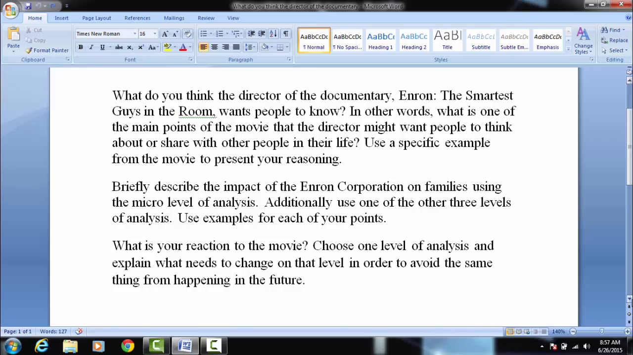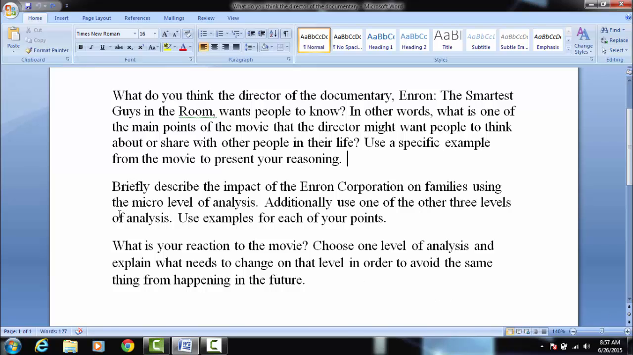For the first part of this prompt, we want to jot down notes below. First, it's asking one of the main points the director wants people to know, not what a documentary is about. Be careful with that. Then, we need to pull one example from the film to support our claim. That's all the first part of this prompt is asking. Let's go down.